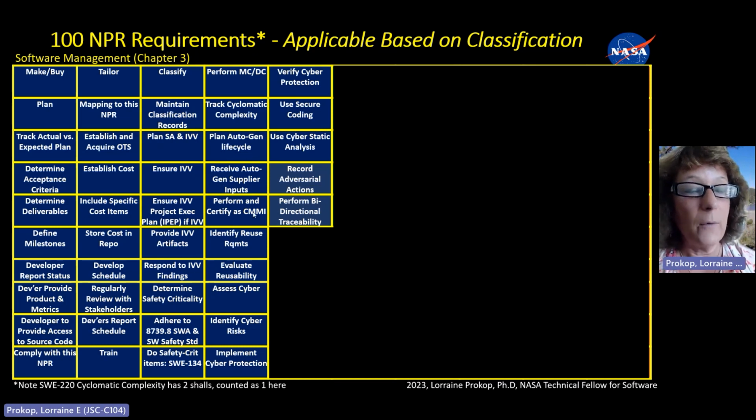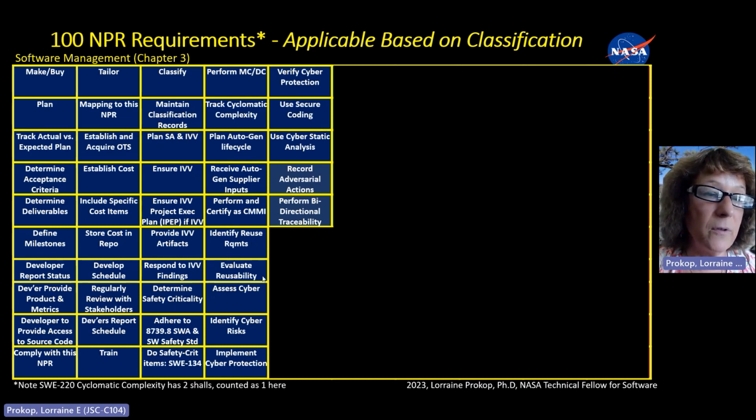If it's safety critical, this is probably the most controversial requirement we have: perform CMMI, which is an external organization certification, the Capability Maturity Model. I can go over that a little. No, I'm not going to go over that. You can look that up yourself. Identify reuse requirements, evaluate reusability, and then there are several cybersecurity requirements. Assess your cyber, identify the risks, implement protection, verify the protection, use secure coding practices and static analysis, as well as record adversarial actions. Those are all cyber, and then perform bidirectional traceability. So that's all that's in chapter 3.